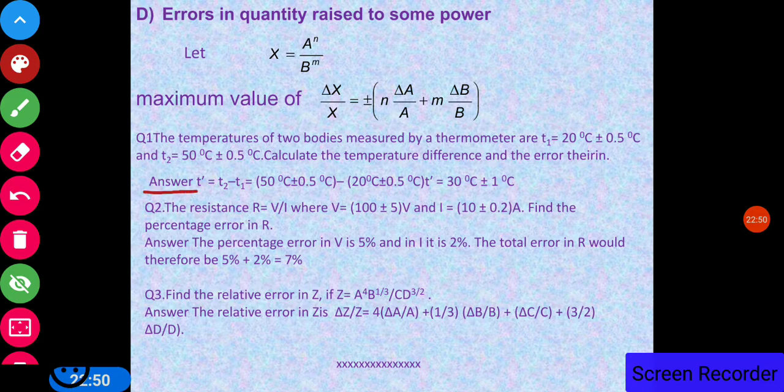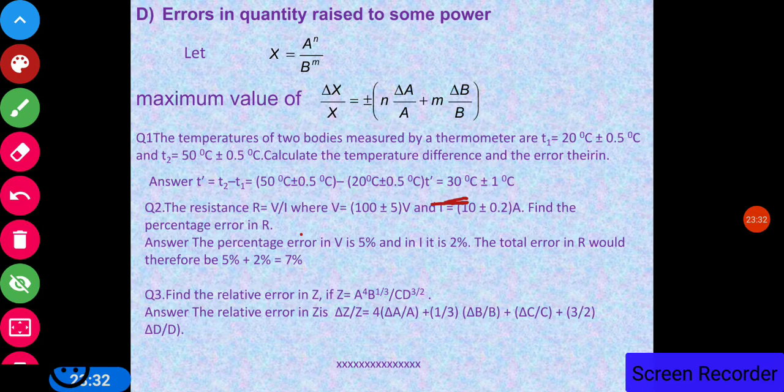So now we have to find the temperature difference. T dash is equal to T2 minus T1. T2 is 50 plus minus 0.5 and T1 is 20 plus minus 0.5. So here we are finding the difference. 50 minus 20 you will get 30 degrees, but the errors will not cancel out each other. They will add up and we will get plus minus 1 degree centigrade. That is, the difference will be 30 degrees plus 1 or minus 1. So this is the method to calculate the error in the resultant.